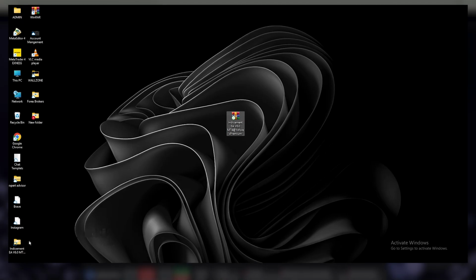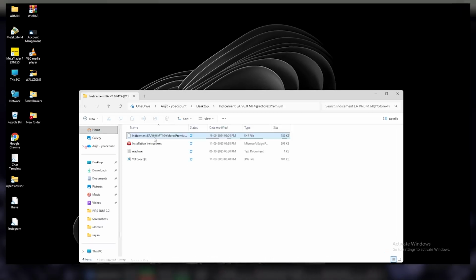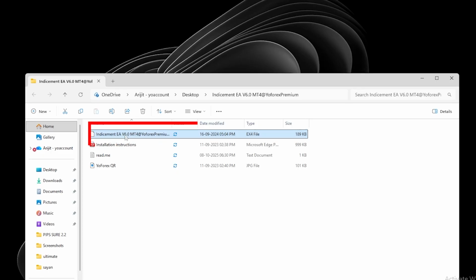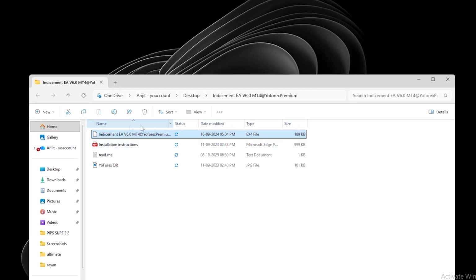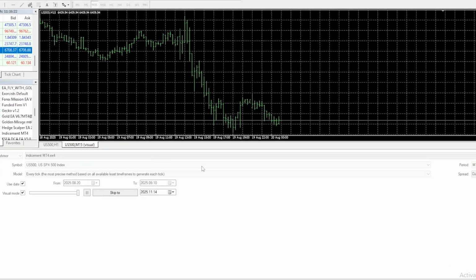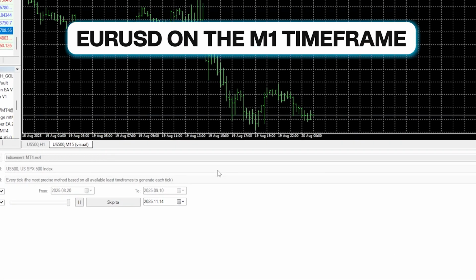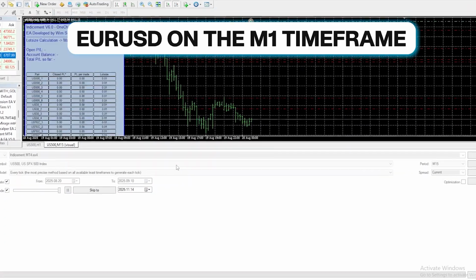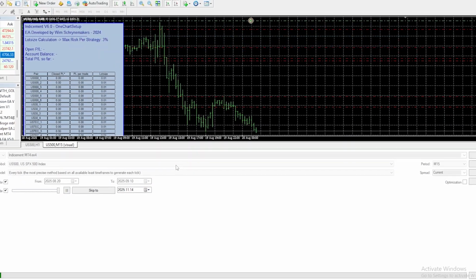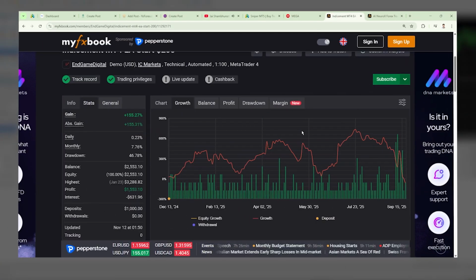Okay, from here it's dead simple. Drag that .ex4 file into your MT4's experts folder, restart the platform, and check this out. There she is in the navigator pane, sitting pretty and ready to attach to charts like US500 or EURUSD on the M1 timeframe with dynamic lot sizing. Starting at 0.01, no complicated setup required.